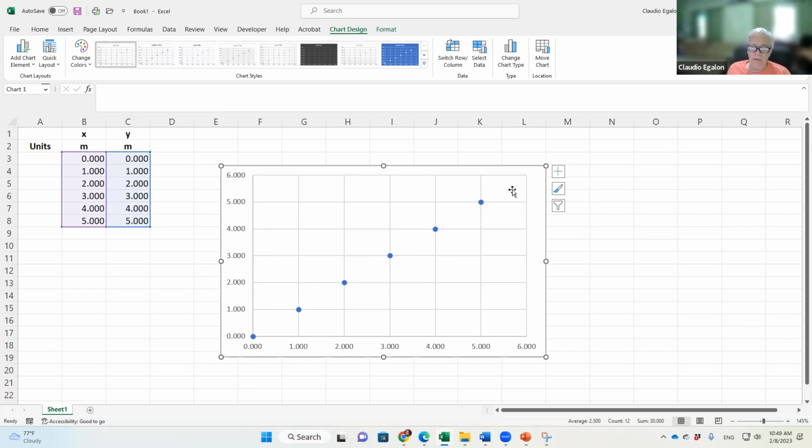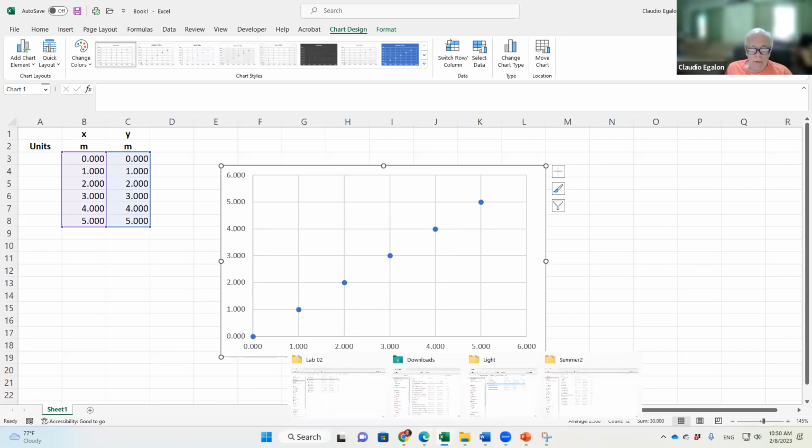Is a perfect straight line. You're rarely going to get something like that in the lab. A perfect straight line. Okay. I'm going to show you exactly what most likely you're going to get in the lab. What else do we need to do?